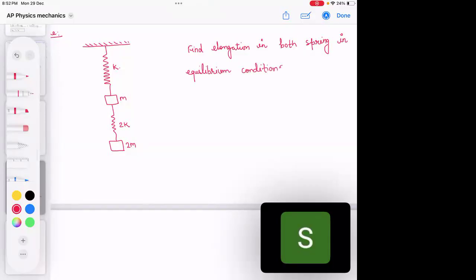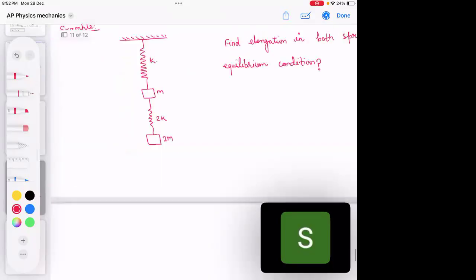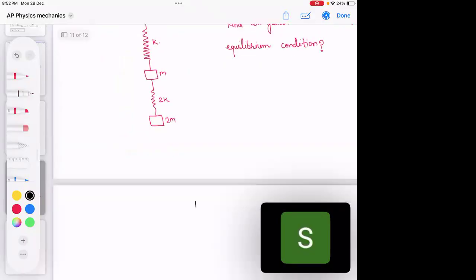Okay. So please tell me, what is the condition required for equilibrium? Net forces should be 0. So let's start with the free body diagram of 2M.